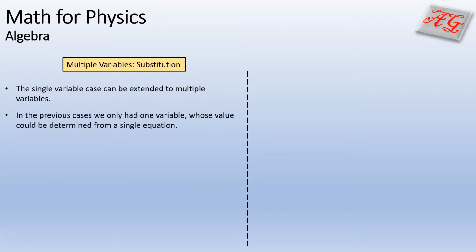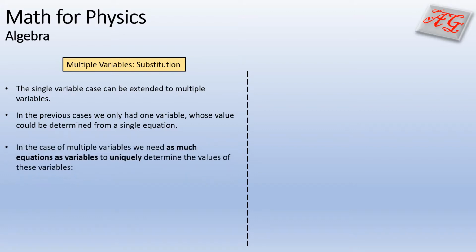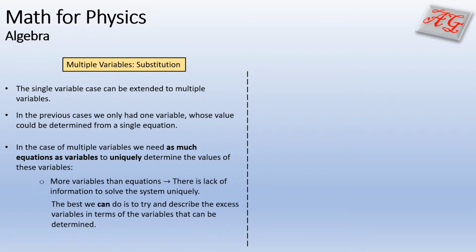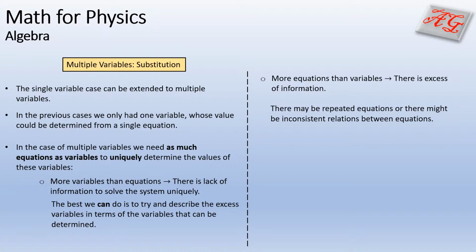So in the previous cases, we had a single variable and a single equation whose solutions we wanted to find. In the case of multiple variables, we need as many equations as variables to uniquely determine the values of these variables. And by uniquely, I mean a finite number of consistent solutions to the problem, since there can be more than one solution to a set of equations. But there are sometimes more variables than equations, so there is not enough information to uniquely determine all the variables. There is also the case in which we have more equations than variables. That means we have an excess of information or inconsistent information, the latter being the most likely case.